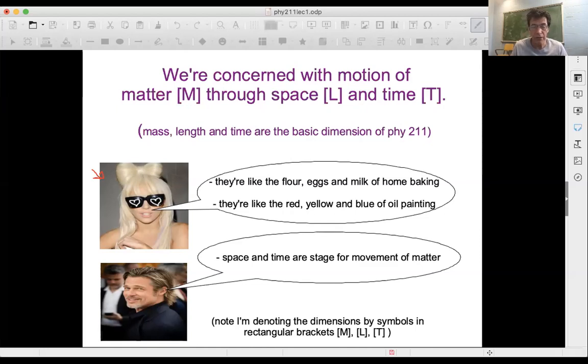One thing I've done on this slide is use shorthand. You'll notice I've denoted the dimension of mass by this uppercase M in square brackets, the dimension of space by this uppercase L in square brackets, and the dimension of time by this uppercase T in square brackets. That's just the notation I'm going to be using.